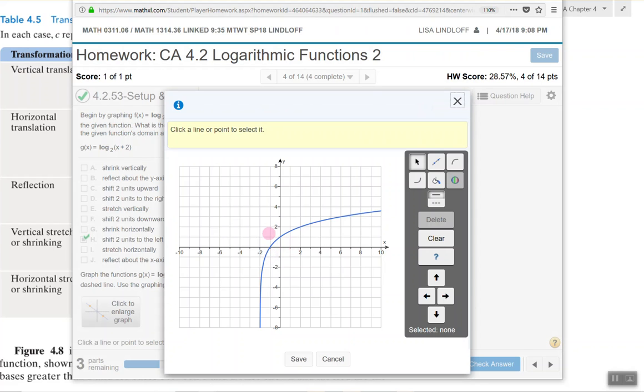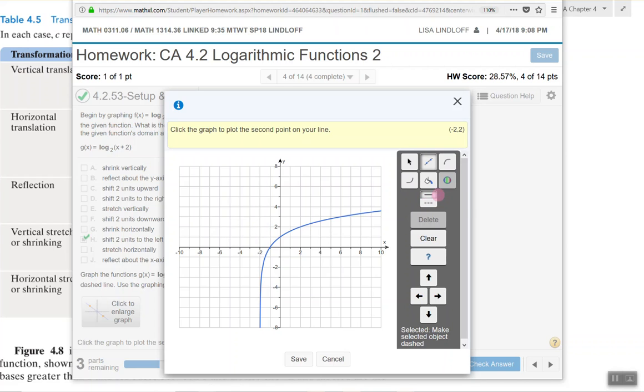Now, since this is a logarithm, it has a vertical asymptote. The exponentials had horizontal asymptotes. So I'm going to draw a line, and it's going to be right along here, so I can pick 2 points. Doesn't matter which 2. It does want that to be a dotted line.